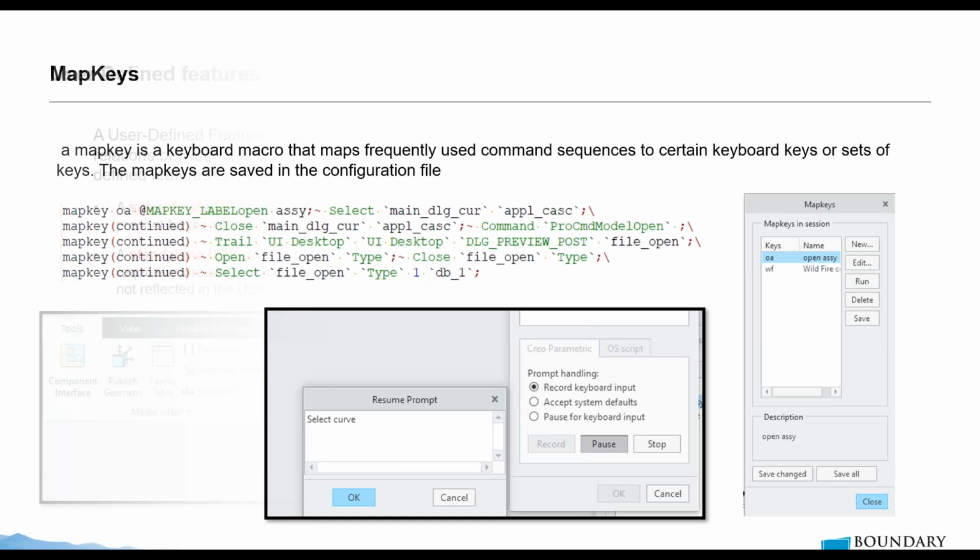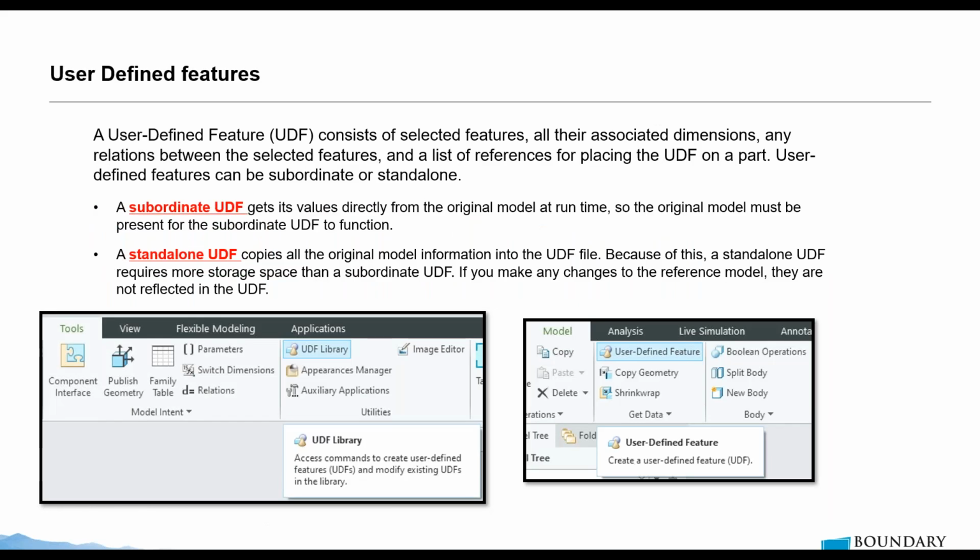Then jumping into the features that are quite hot that I picked. One of them is user-defined features. This is just a selection of features that you group together, and then you can reuse them in other components and other assemblies. Nine out of ten times I will use a standalone UDF. That means it copies all the information into the UDF file, and then you can use that wherever you want. If it's not the standalone option, then it needs the original model. You can imagine working with Windchill and references and things like that can be cumbersome. So try to use the standalone as far as you can.